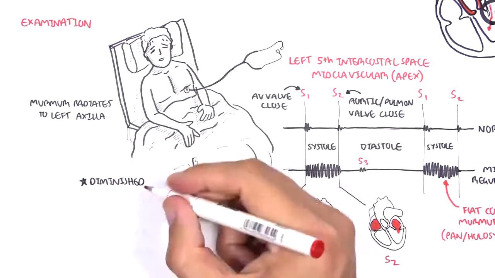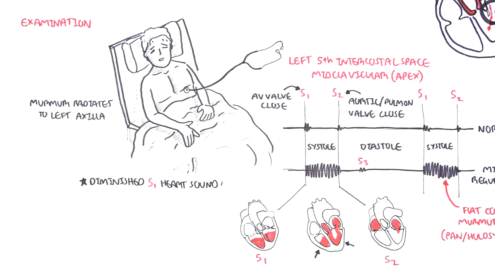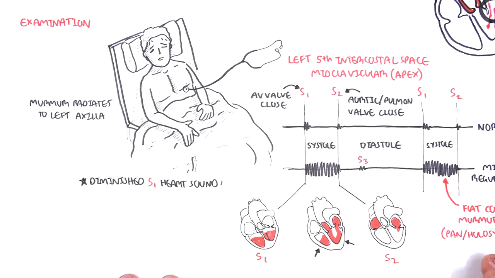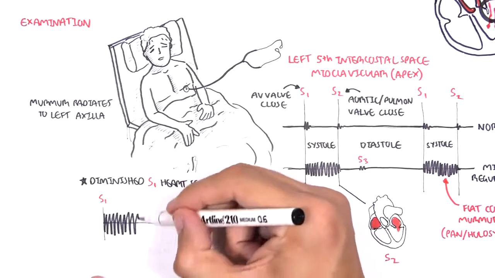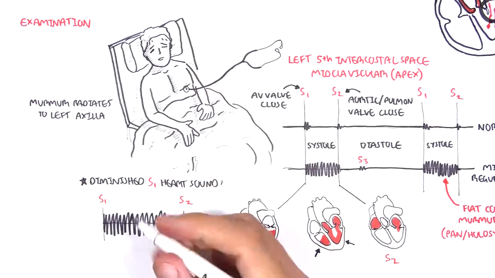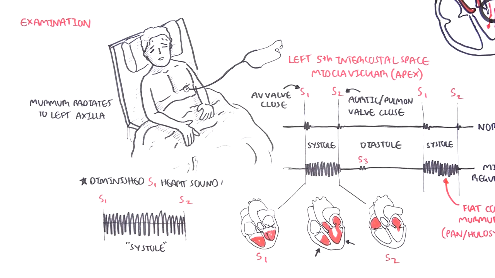Another finding is a diminished S1 heart sound, which represents the closing of the mitral valve. Recapping, the mitral regurgitation murmur begins at S1 and goes all the way till S2, when the aortic valve closes. The murmur is flat and continuous throughout systole.